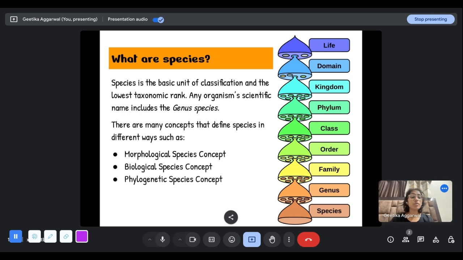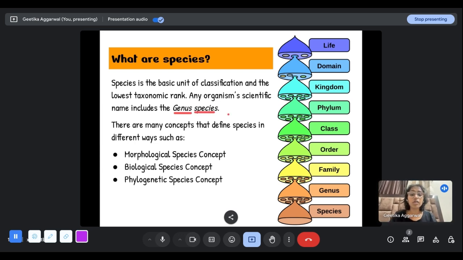So all individuals belonging to the same species can actually be thought of as similar individuals, because they can interbreed, and they are genetically more related to each other than two individuals belonging to different species, right? And any organism's scientific name, you might already be aware, when you're writing an organism's scientific name, is written as the genus and the species name. So first you write the genus name, and then you write the species name.